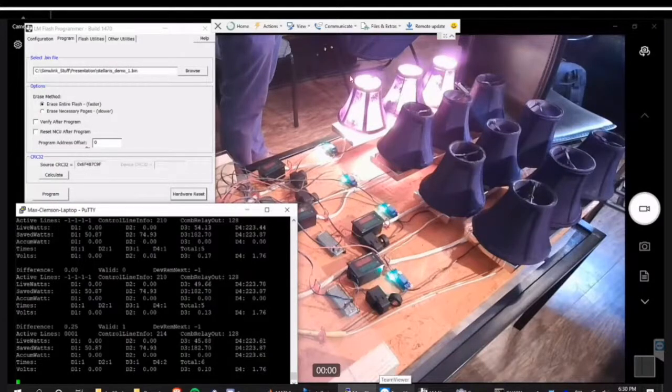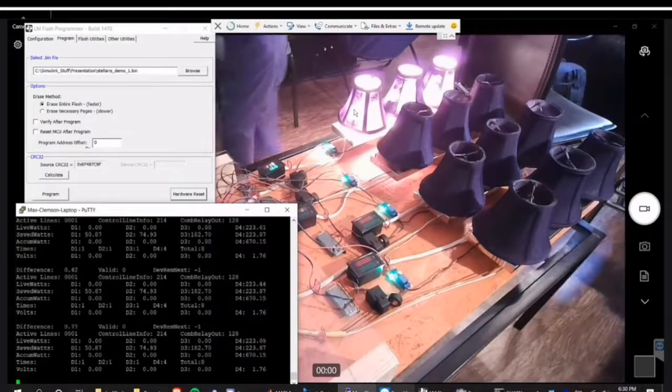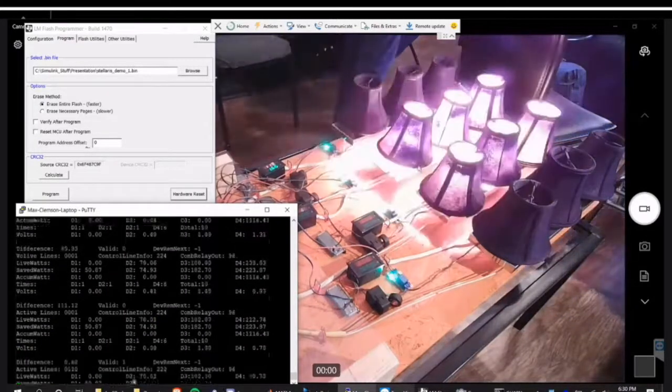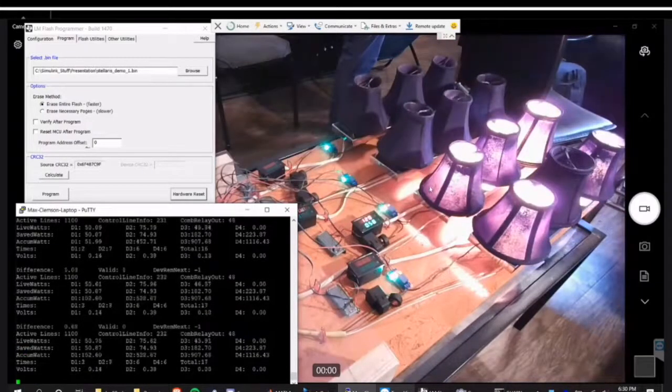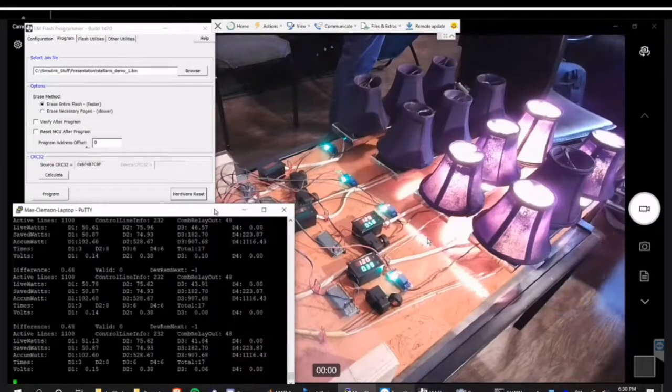So device 4 will be turned on by itself. Then device 3 and device 2 will be turned on at the same time because summed together they are underneath 270 watts. There's device 4 on, device 3 and device 2, and then device 1 will be turned on, and there's enough leftover wattage that device 2 can be turned on as well.